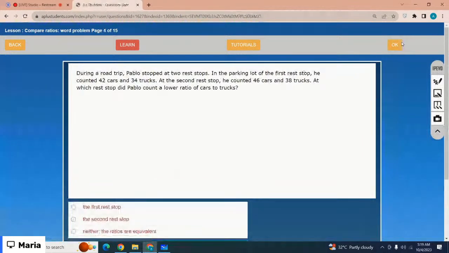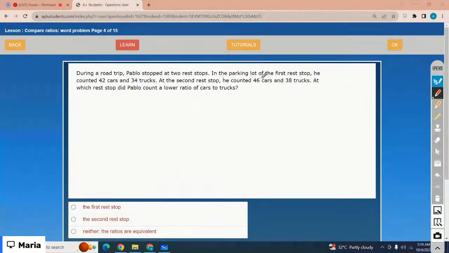During a road trip, Pablo stopped at two rest stops. In the parking lot of the first rest stop, he counted 42 cars to 34 trucks. At the second stop, he counted 46 cars to 38 trucks. At which rest stop did Pablo count a lower ratio of cars to trucks? So, which is the correct option? Which one is less?